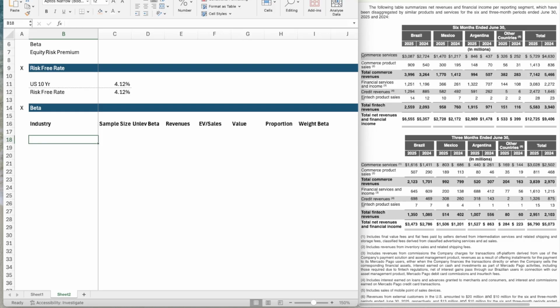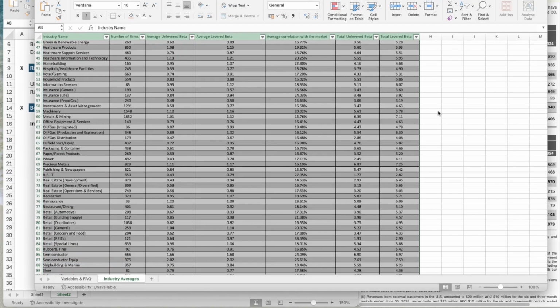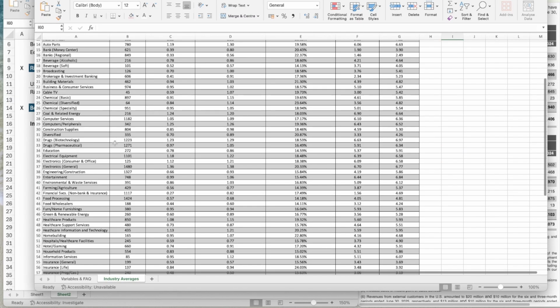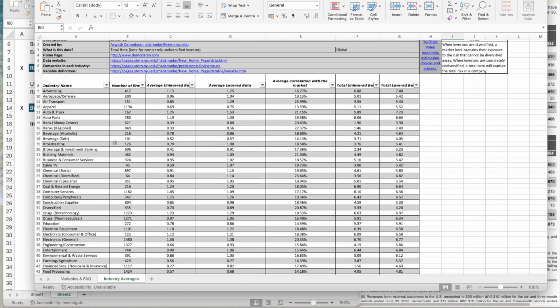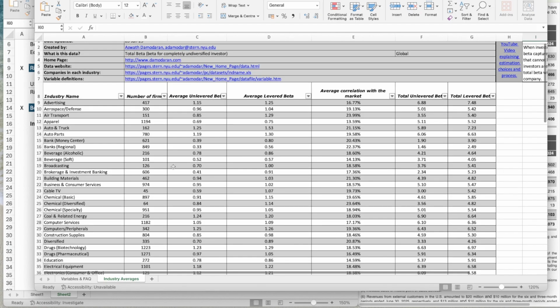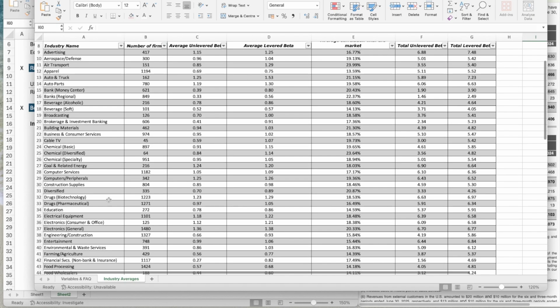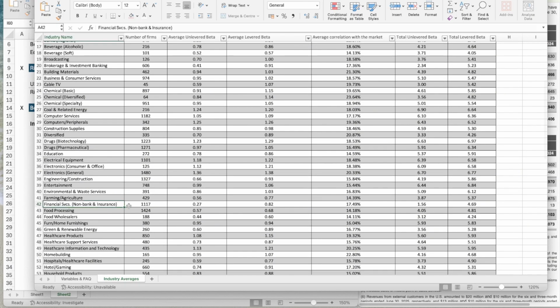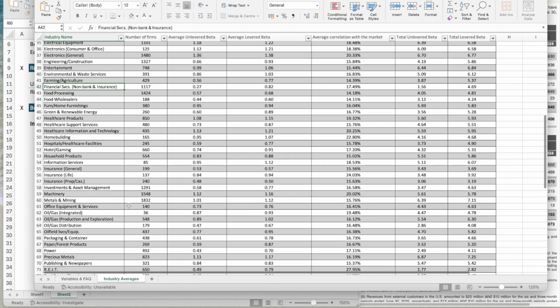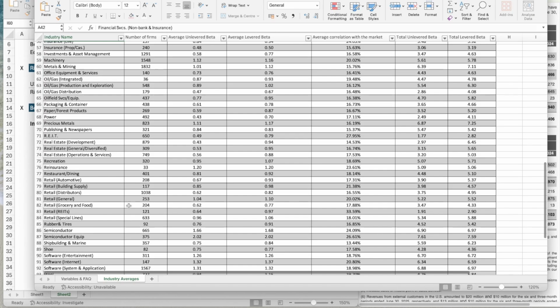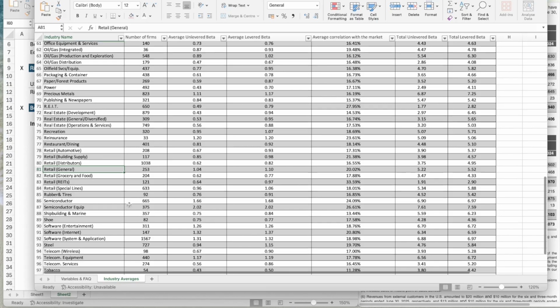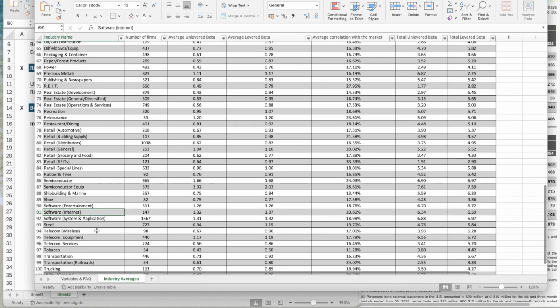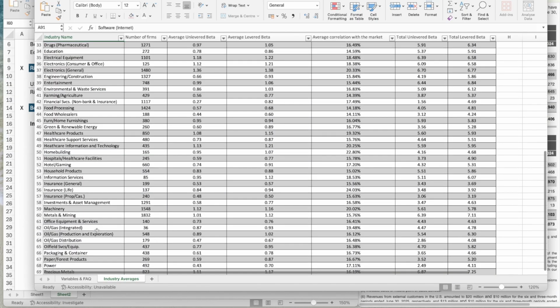I have another spreadsheet for the total betas. This is downloaded from Professor Damodaran's website. He lists them all on there, so they're easily accessible. Let's zoom in a bit. Okay, we can say that it's financial services. That's for the fintech part. And then probably retail general, to be honest. And software, internet. Let's go with those two.